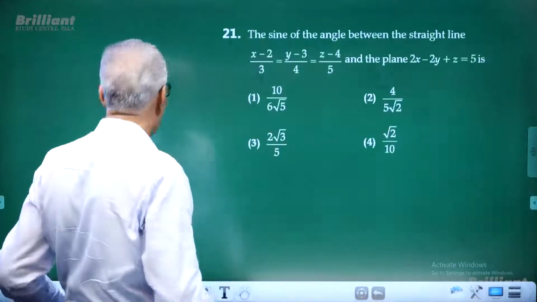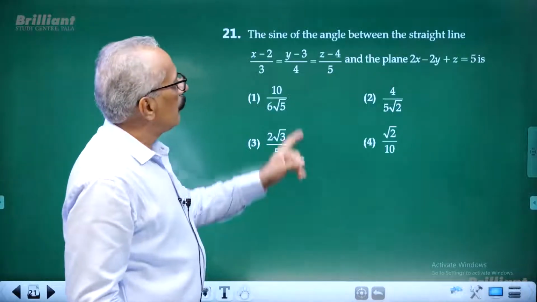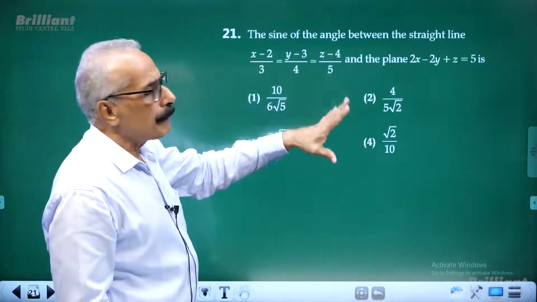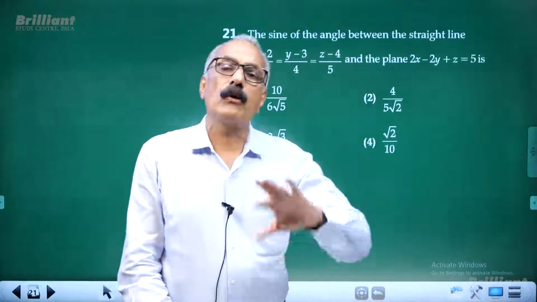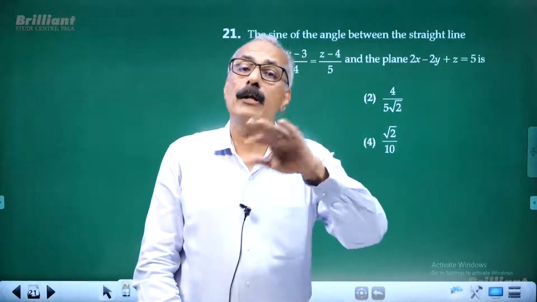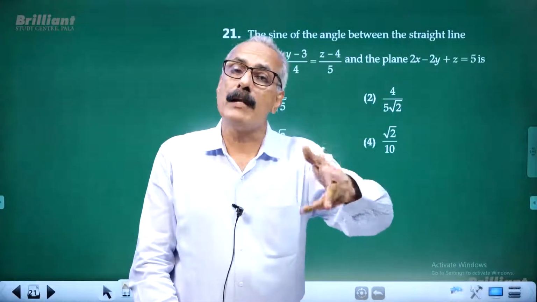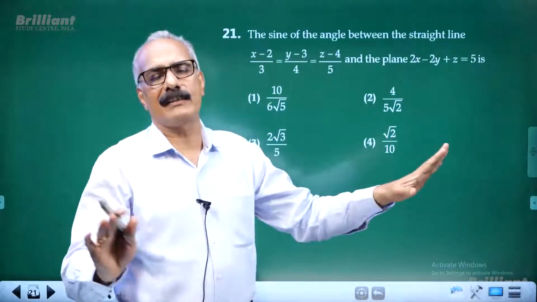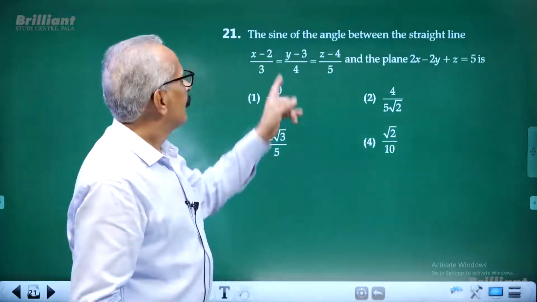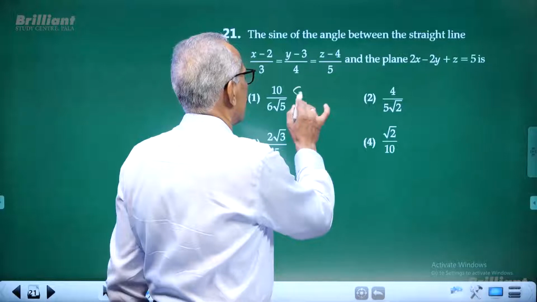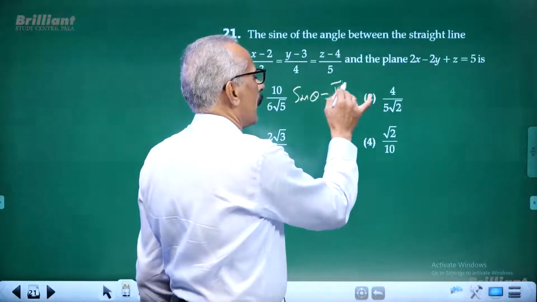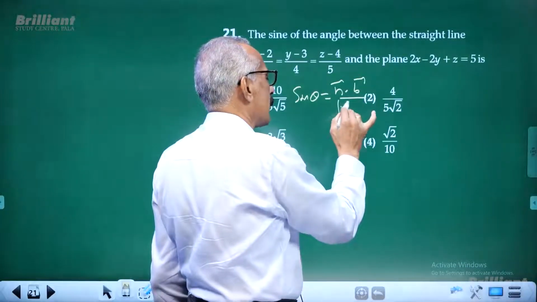Simplified. Question 21. Sine of the angle between the straight line and the plane. Okay, angle between line and line, cos theta. Angle between plane and plane, cos theta. Angle between line and plane, sin theta. Even if it is not asked, you will get only sin theta. The sine of the angle is given. That is sin theta. What's the formula for sin theta? N dot B divided by modulus N into modulus B.